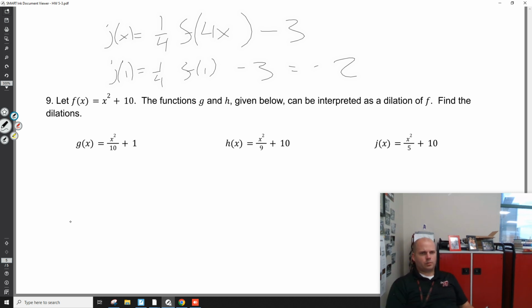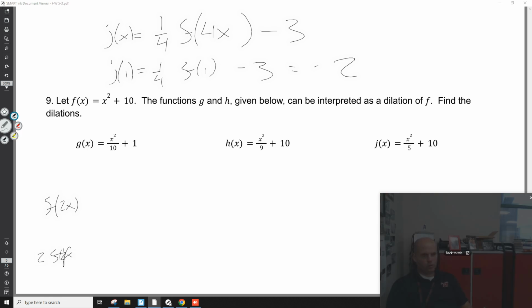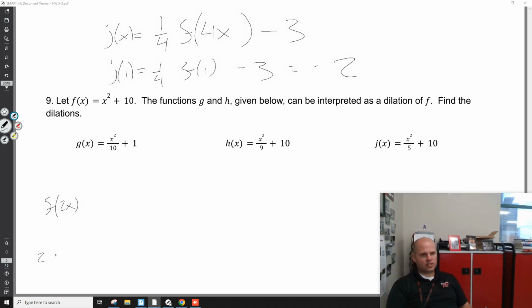F of x equals x squared plus 10. Functions g and h can be interpreted as dilations. Find the dilation. That's fun. Well, there's really like 2 options, right? If it's a dilation, you got f of 2x, 2f of x, or the same thing with like halves. Let's see how these play out. If I have f of 2x, I'll have 2x squared plus 10. That becomes 4x squared plus 10.